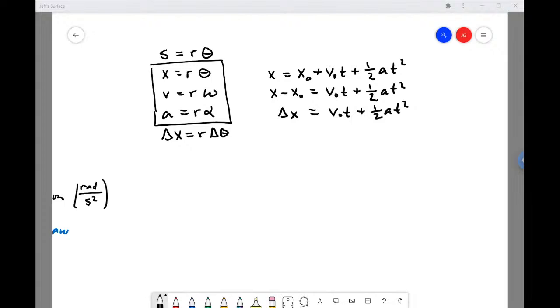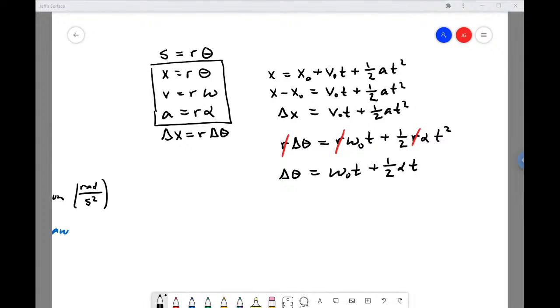So this would become r times the change in angular position, or angular displacement, and the v naught is an r omega naught. So where there's a v, I put in an r omega, and where there's an a, I put in an r alpha. So you've got the situation where every term has an r in it, and they all cancel, and what you're left with is exactly what I was telling you.